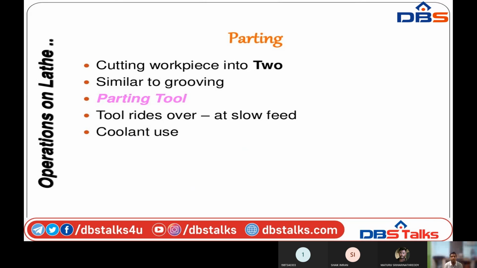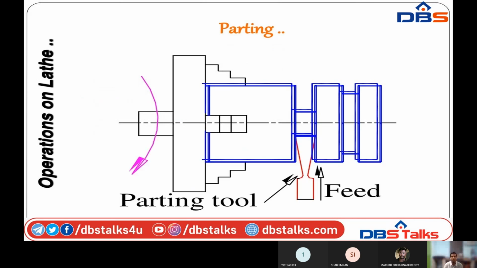Next, parting. Cutting the workpiece into two. Parting means we already know about that. Parting is a process of splitting one workpiece into two workpieces, similar to the grooving process. Here I am using a parting tool. Coolant oils will be used here. This is the operation for parting. The parting tool used here is tapered, not inclined type. The tapered tool is placed at the tool post. Because of the parting tool, the workpiece is splitting into two.